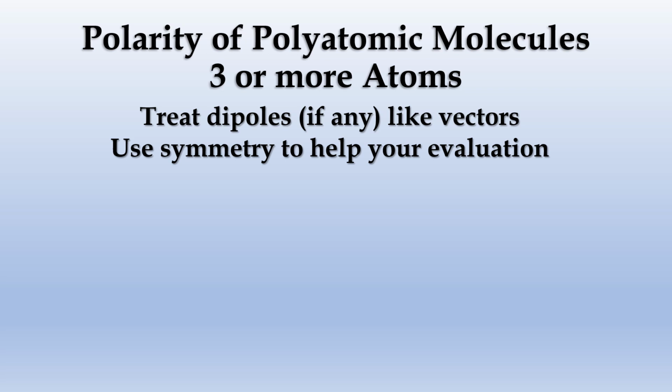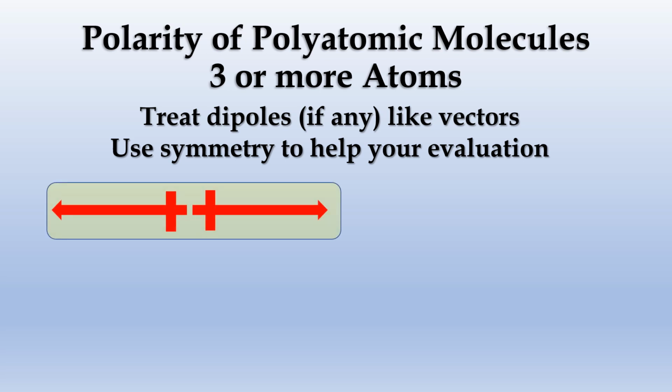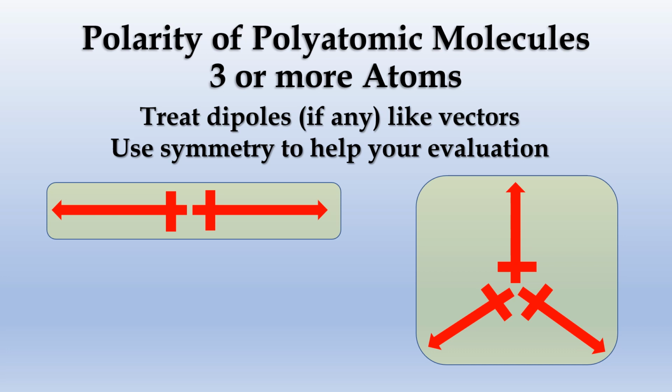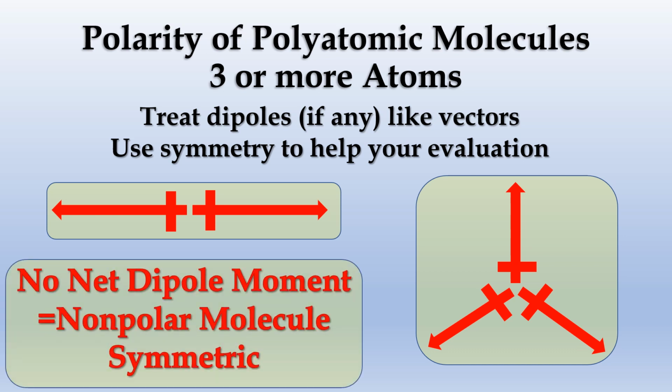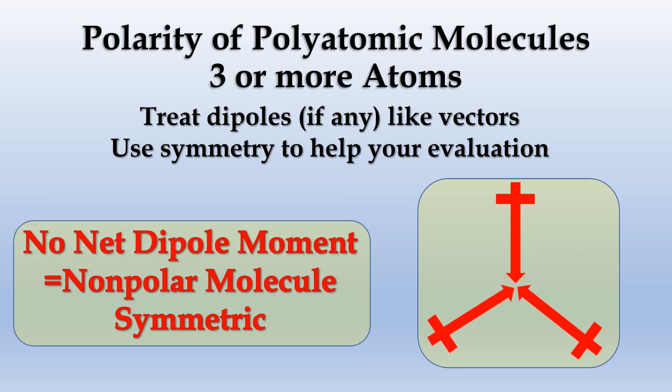To evaluate molecular dipoles, treat dipoles, if any, like vectors, and use symmetry to help your evaluation. For example, if equal dipoles are pointing directly away from each other, or equally pointing away from a central atom, then there is no net dipole moment, and the molecule is nonpolar. There is a symmetric distribution of dipole moments. The same is true if equal dipoles are pointing equally toward a central atom.